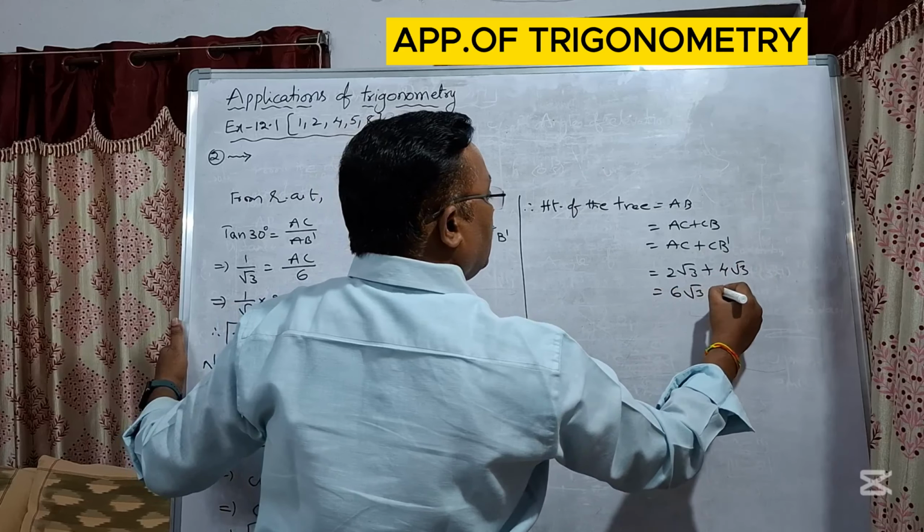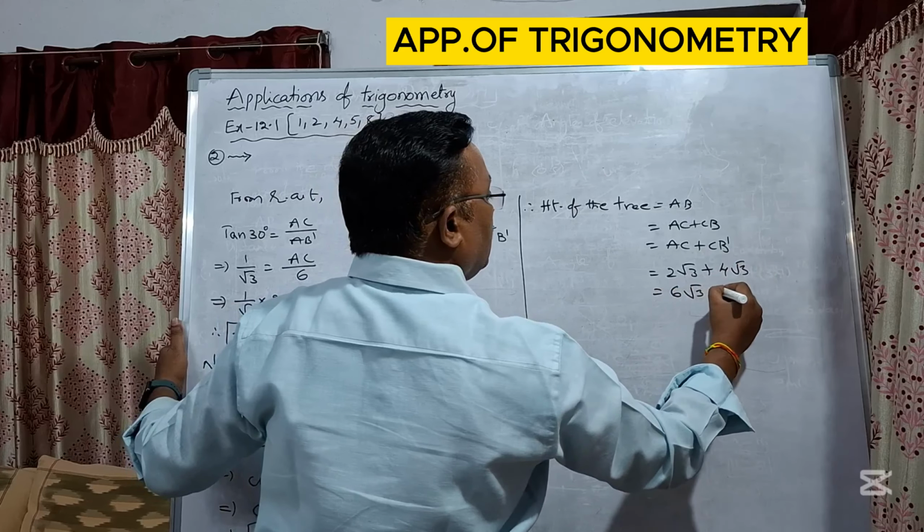Now we are going to discuss the fourth problem, an important one. The data says the shadow of a 15 meters high pole is 15 root 3 meters. Read the data properly, interpret it correctly. It means a 15 meters high pole AB is giving a shadow on the level ground AC of 15 root 3 meters.